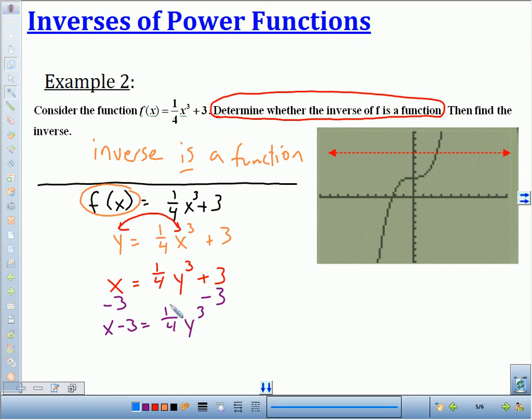Now we want to get rid of this 1/4. The best way to get rid of this 1/4 is to multiply by 4. So we're going to multiply both sides of our equation by 4. You could divide both sides by 1/4, but keep in mind that dividing by a fraction is the same thing as multiplying by the reciprocal, and the reciprocal of 1/4 is 4. So when I multiply by 4 on one side, I get y to the third. On the other side, I get 4x minus 12. So far, so good.